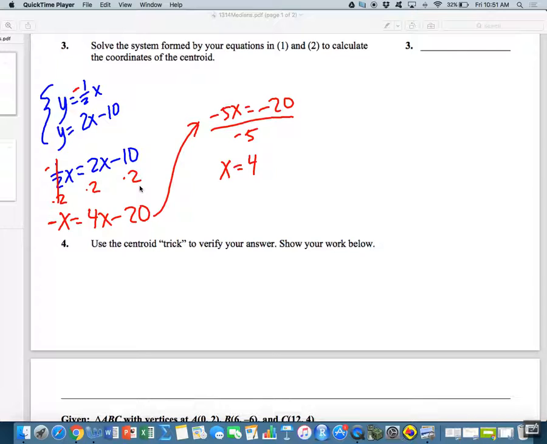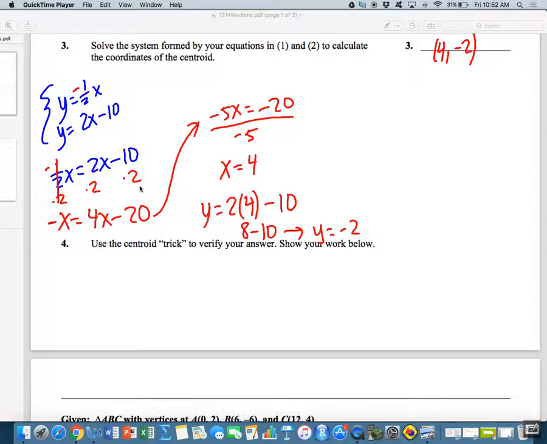Now we need to plug that in and find out what y is. The second equation is easier, so we'll use the second equation. So 2 times 4 minus 10. 2 times 4 is 8 minus 10. So we get a y value of negative 2. So therefore, our centroid is 4 comma negative 2. Now, like I said, if you do 1 and 2 wrong, you're going to get 3 wrong. So 4 is to help you check your answer.